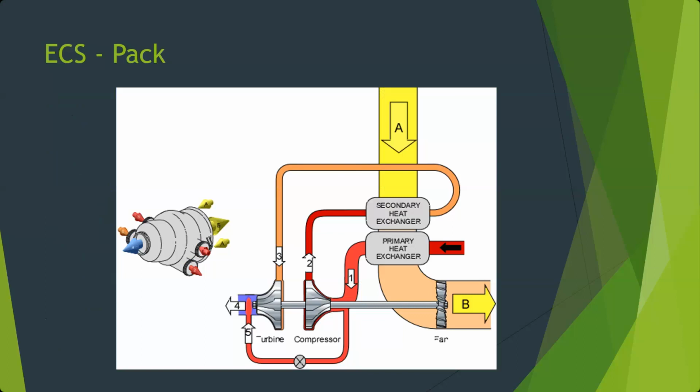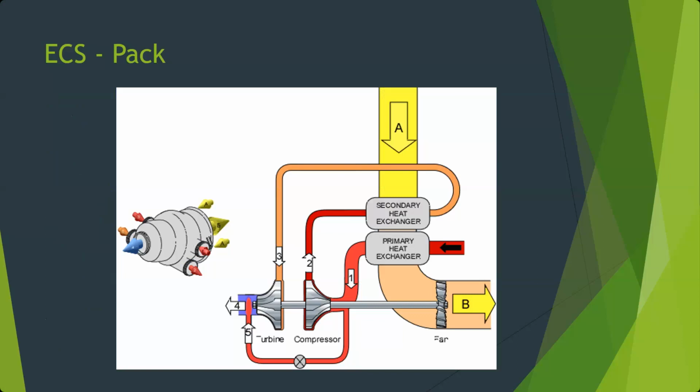So hot bleed air comes into the heat exchanger. It gets cooled a little bit, but it's not cold. You can see it's still pretty red, but it's cooler. Then it goes into a compressor. That compressor is going to increase the pressure, but it's also going to heat it back up.